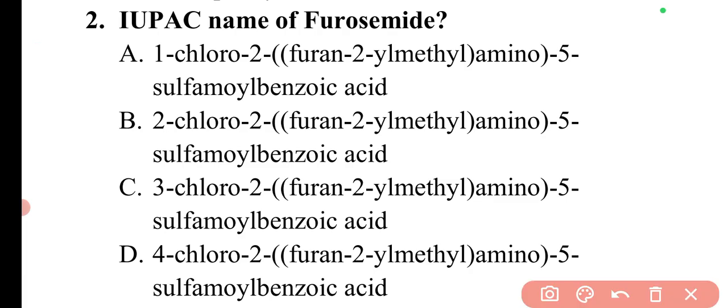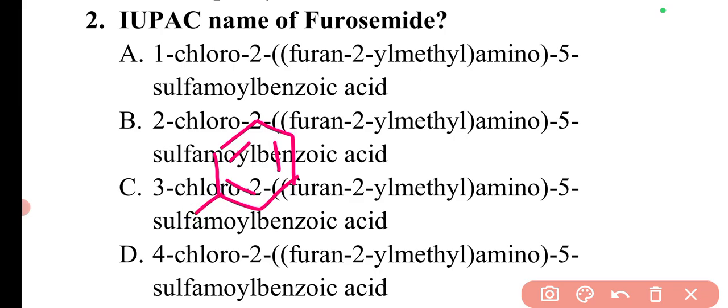So the question is, IUPAC name of furosemide is. This particular drug is very important. Basically it is furosemide, and it has a furan ring, a furan structure in the overall structure. In this there is also a benzene ring. We have a benzene ring.